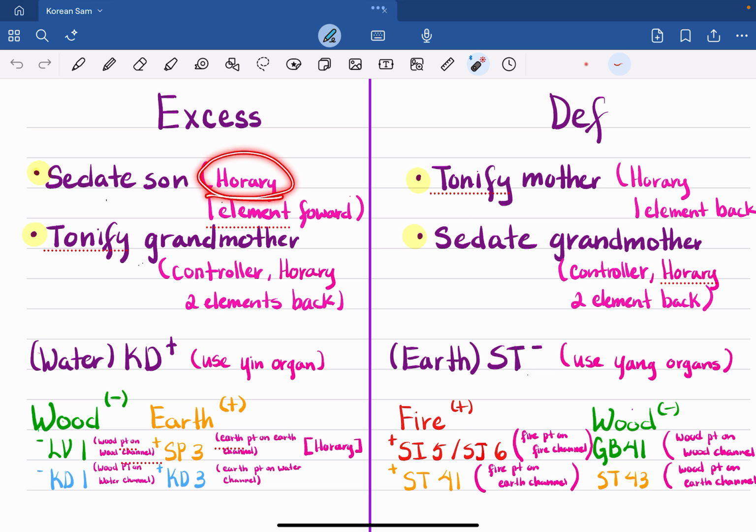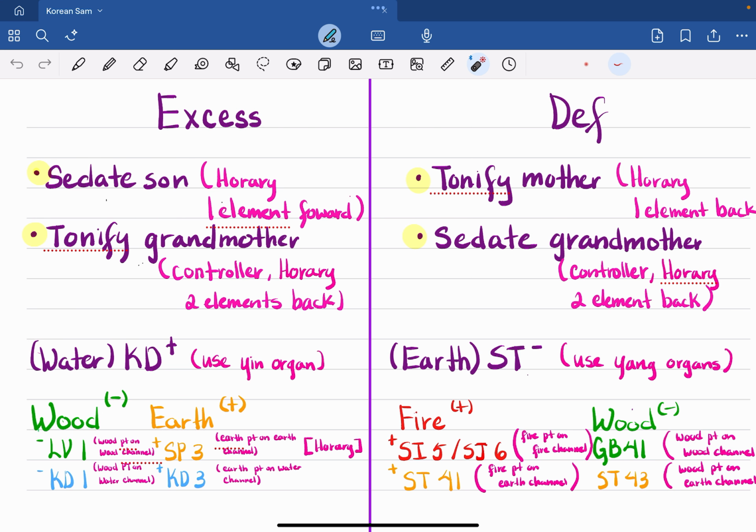I put the horary in brackets. I'll explain why later. So that's so that we know the second player. The third player: how do we know what the third player is? The second rule is to tonify the grandmother. In other words, it's actually the controller. So what do we mean by the grandmother? If mu is at the receiving end and shui is the giver, then who's going to control the mother? The grandmother. So that's why it's the controller. So what's the controller of shui? In this case it is tu, which is earth. So we know the 3 elemental players: earth, wood, and water.